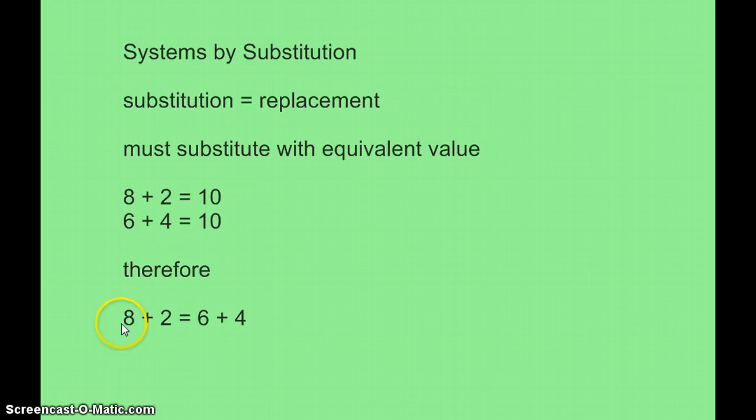What we're doing to get there is we're looking at this 10 here, and we're saying, I know that this 10 is also equal to this 6 plus 4. So therefore, because 10 is the same as 6 plus 4, I can rewrite this first equation, and I can get rid of the 10 and replace it with 6 plus 4, making 8 plus 2 equals 6 plus 4.